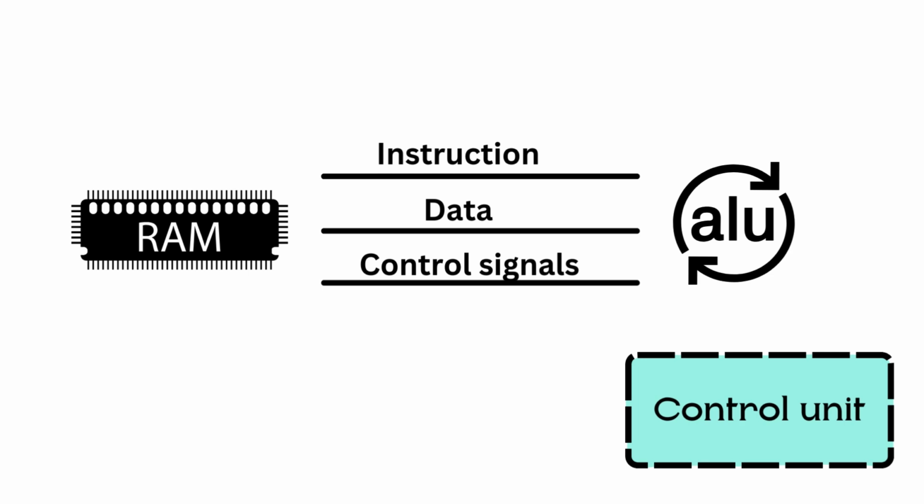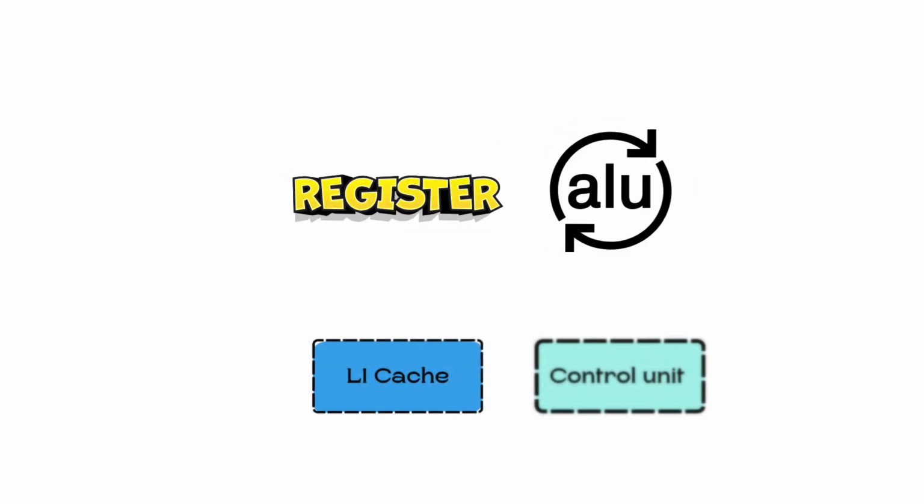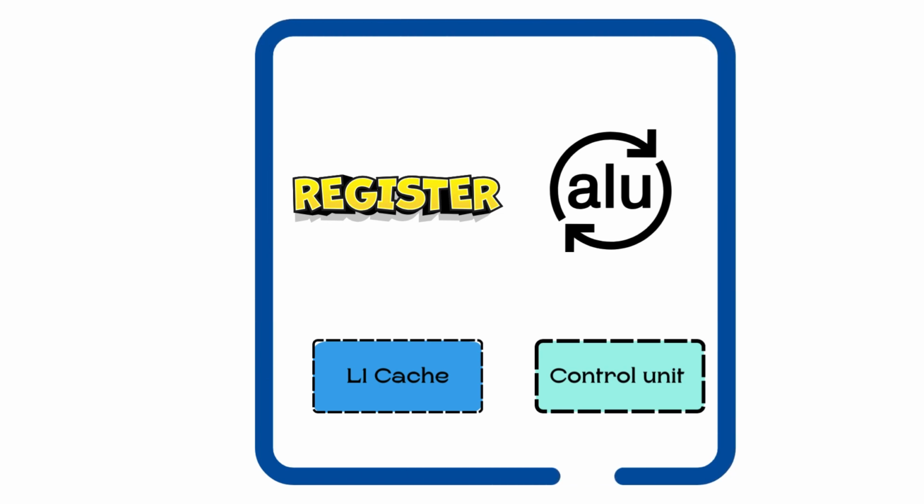The control unit coordinates the operation of the CPU, ensuring that instructions are fetched, decoded, and executed in the correct sequence. The ALU, control unit, small memory cells called registers, and another type of memory called L1 cache memory, along with additional components, are stored in a single chip called the CPU.